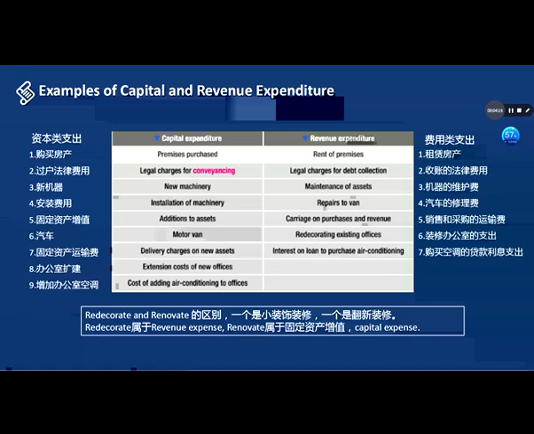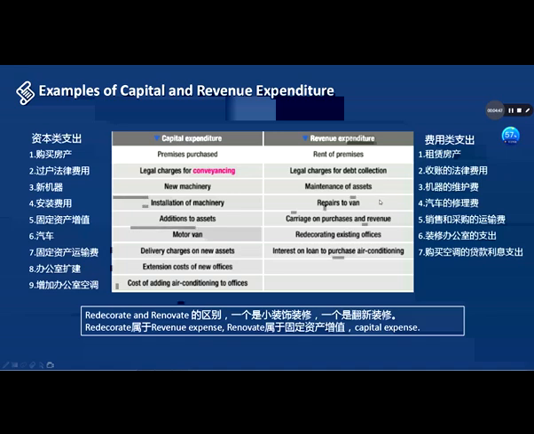And the last one is interest on a loan to purchase air conditioning. We purchase air conditioning to add value to the office, but if we borrow money to purchase the air conditioning, we need to pay interest to the bank. So the interest on the loan does not add value to the air conditioning. It's a day-to-day expense. Right, so the interest on the loan to purchase air conditioning is recognized as revenue expenditure.